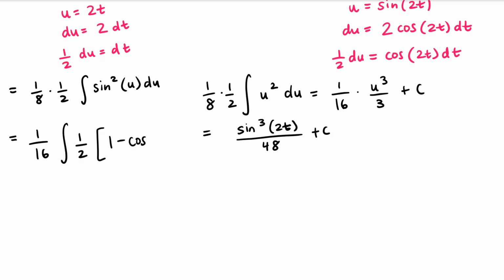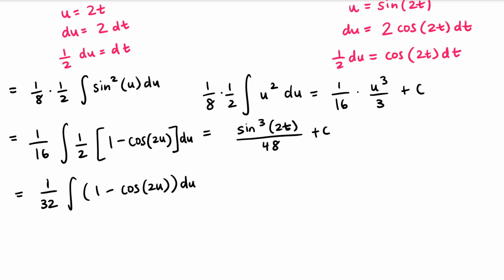minus cosine of 2u du. I'm going to factor out the 1/2, so that will give us 1/32 times the integral of 1 minus cosine of 2u du. So that's going to give us 1/32 times u minus 1/2 sine of 2u plus some constant of integration. I'll just call that C1.